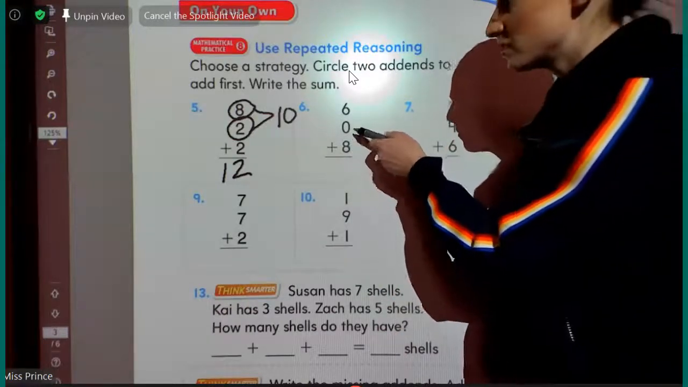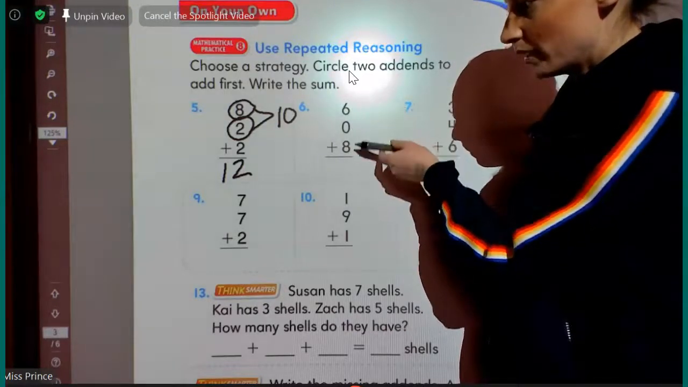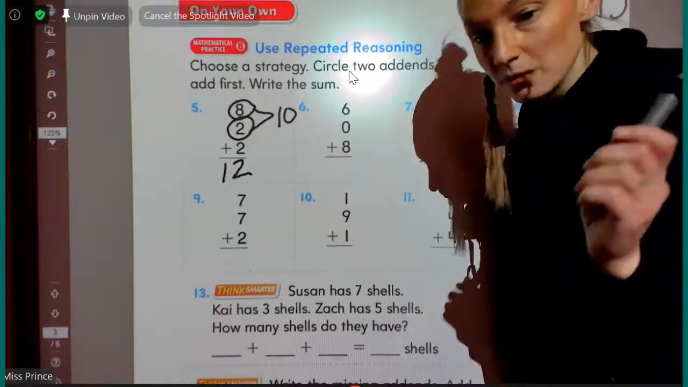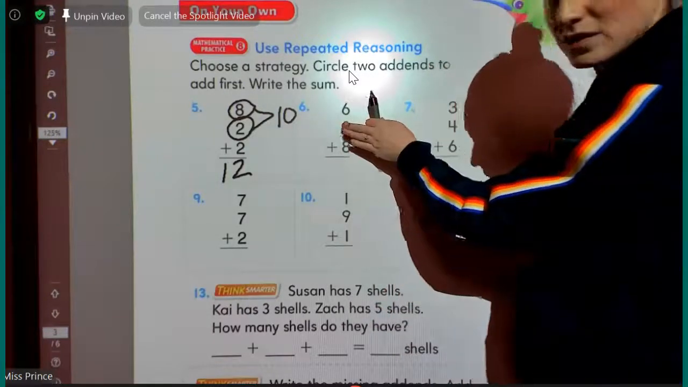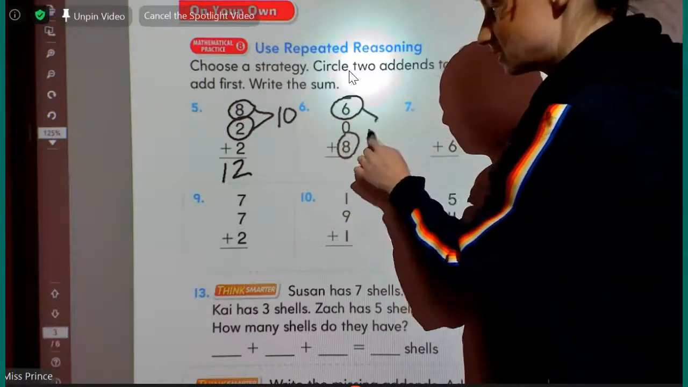If I chose 6 plus 0 or 8 plus 0, I would have to do an extra step. So to get rid of that step, I'm not going to choose 0. I'm going to choose 6 and 8.